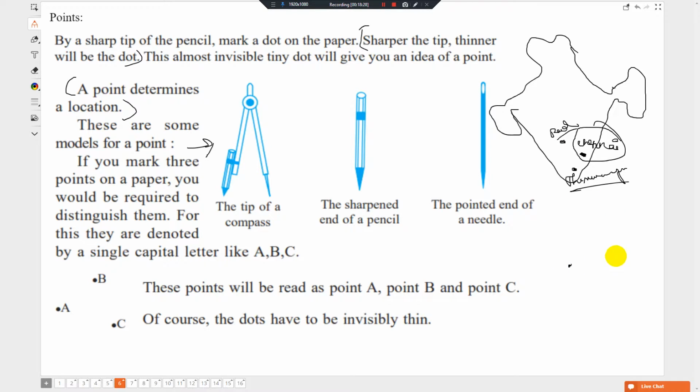Same way, if we have 3 dots on a paper and we have to distinguish them, we denote them using a single capital letter, which is A, B, C, or any letter, any alphabet, but it should be a capital and a single letter. That's how we name them, and don't forget to read them: point A, point B, point C. So that's how, right?